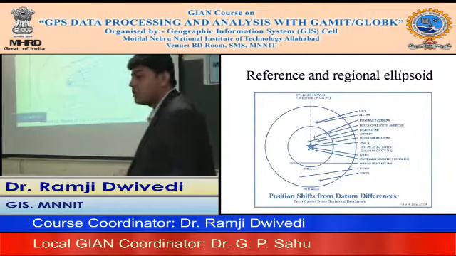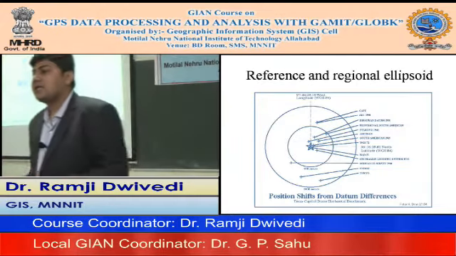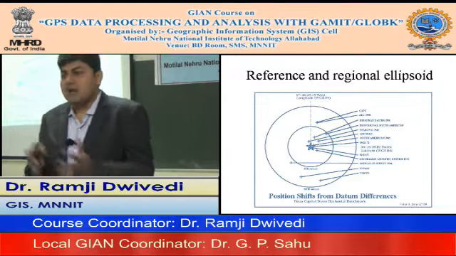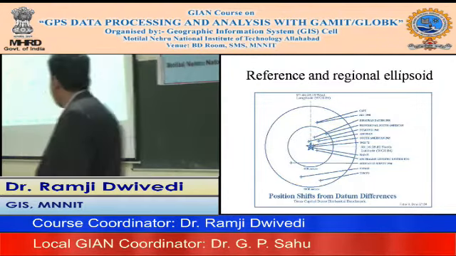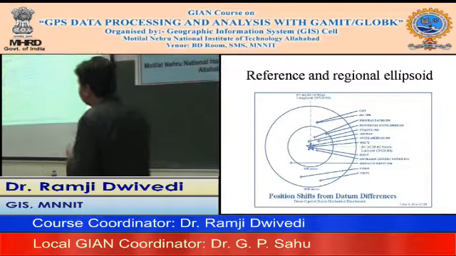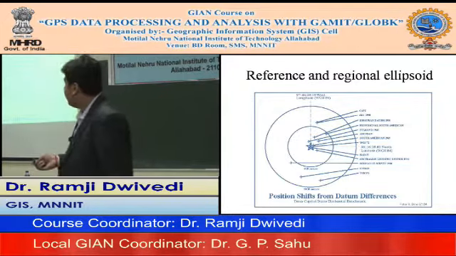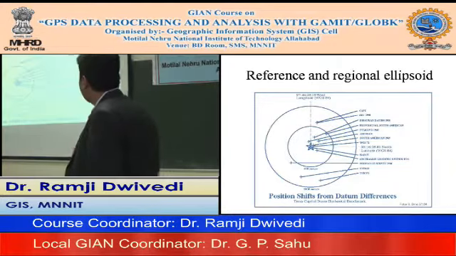So yes, conversion is possible. We call it the 7-parameter Helmert transformation, from one datum to another datum by rotating, translating, and changing the scale. So transformation from one ellipsoid to another ellipsoid is also possible, and those who want to do it can go through the literature and find it.